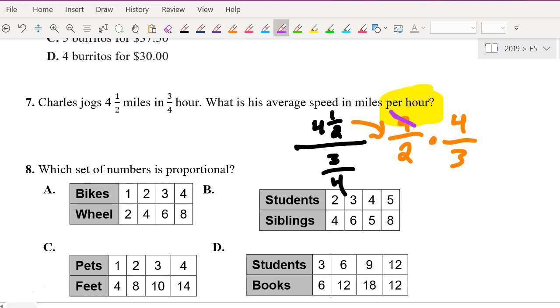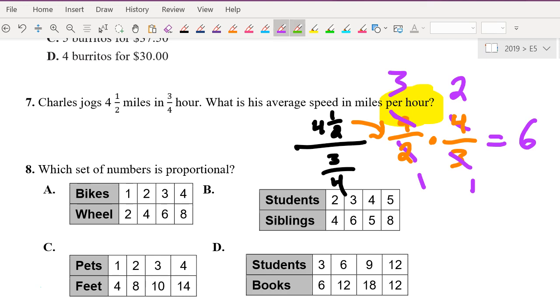So this becomes 2, 1, and 3. My mistake, this becomes 3. This becomes 1. This becomes 2. This becomes 1. 6. So according to this, it'll be 6 miles per hour.